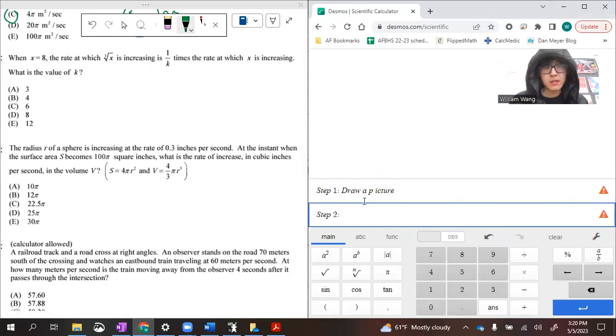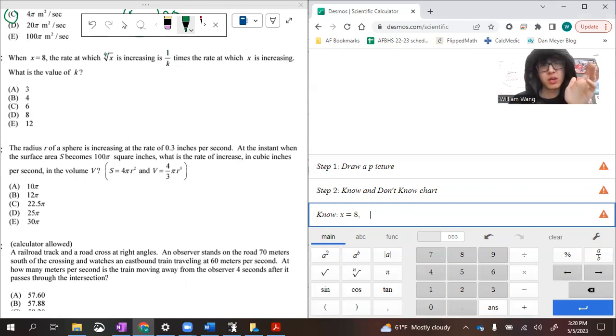Step 2 is the know and don't know chart. Let's see, what do I know? I know x is equal to 8. I know the rate at which the cube root of x is increasing is 1 over k times the rate at which x is increasing. Okay, that's weird to write.